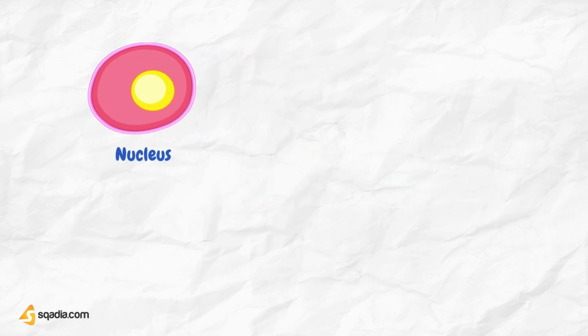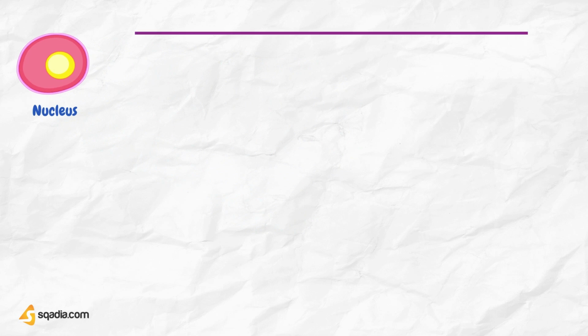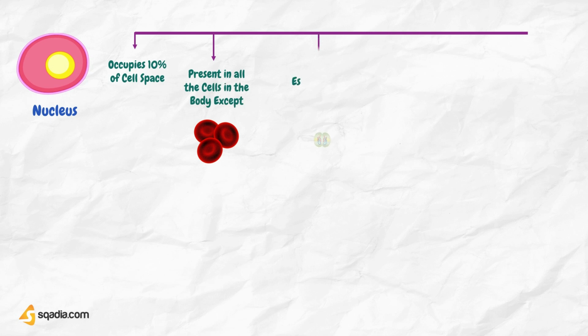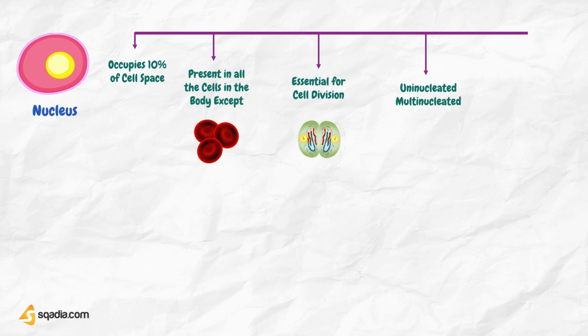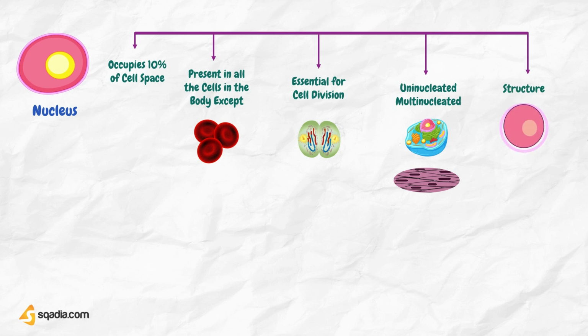The nucleus is the most prominent and the largest cellular organelle, occupying 10% of the total cellular space. It plays an important role in cell division as all the genetic material is stored in it. Most of the cells have only one nucleus called uninucleated cells. Few types of cells, like skeletal muscle cells, have many nuclei called multinucleated cells.